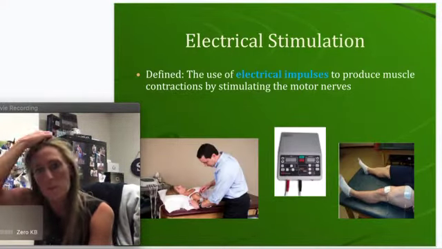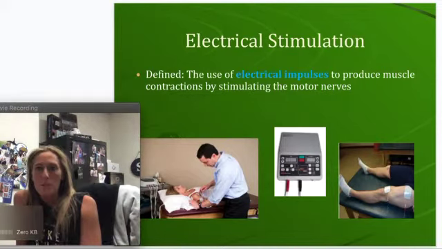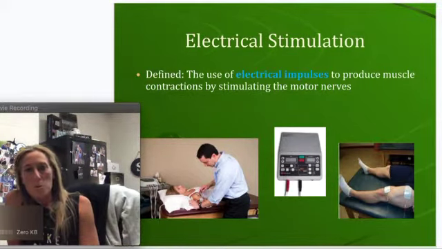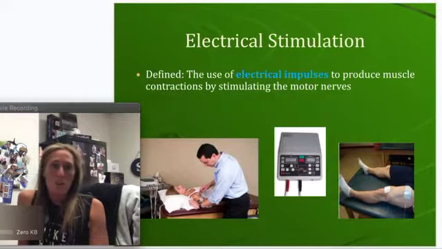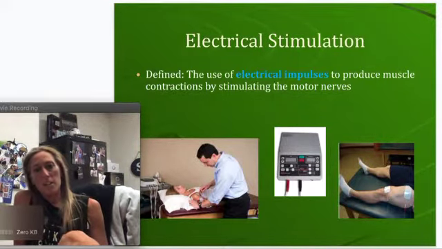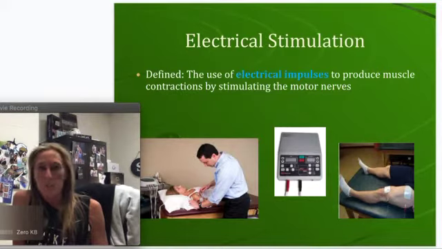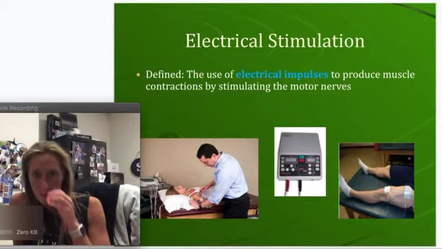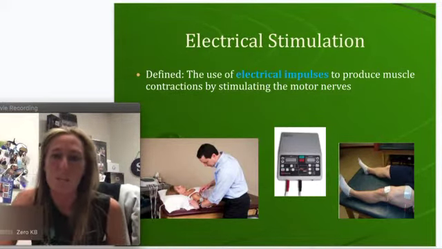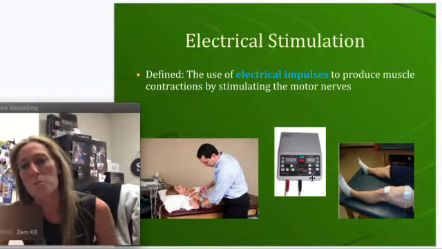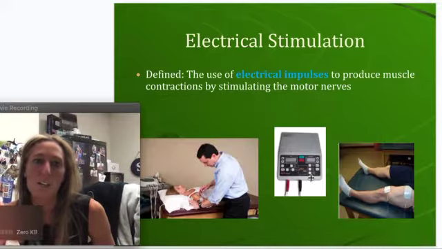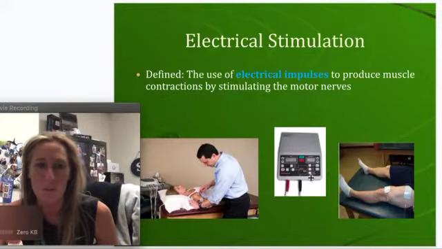E-stim, or electrical stimulation, is the next one. The use of E-stim, electrical impulses, produces muscle contractions by stimulating the motor nerves. So you have a voluntary contraction. If you extend your leg, you are telling your leg to do that. You're voluntarily doing that. With E-stim, you put these patches on the muscle, and then they turn the machine up, which sends a little electrical impulse and fires the muscle for the athlete.